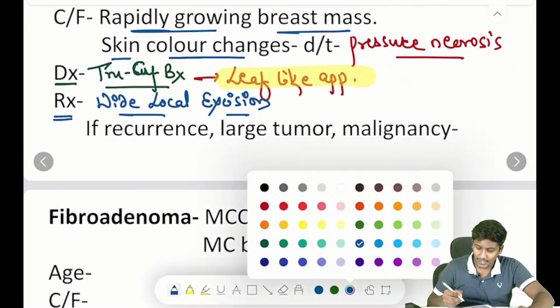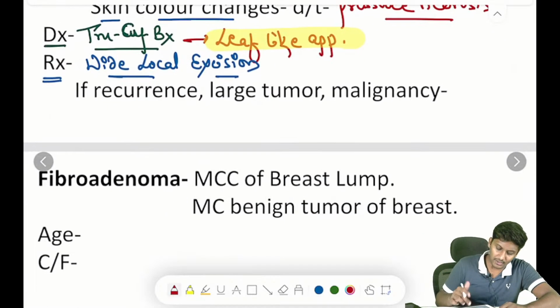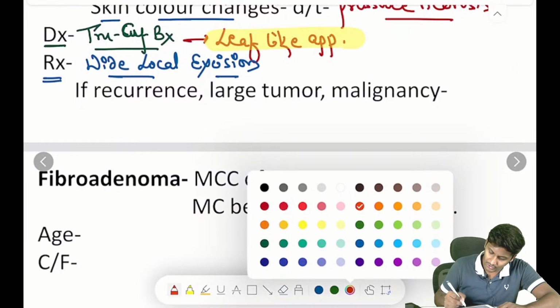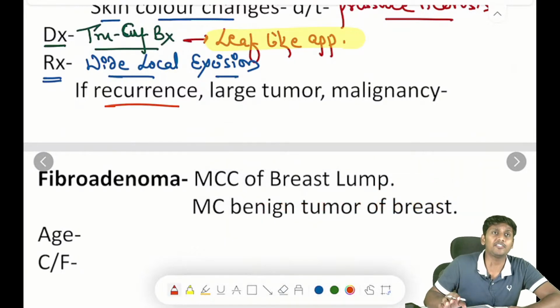But in certain conditions, we cannot only go for a wide local excision. We also have to remove the whole breast tissue, the pectoralis fascia, as well as the nipple areola complex. So that is called a simple mastectomy. In which conditions do we go for a simple mastectomy? There are certain indications. For example, if it is a case of a recurrent phylloides tumor.